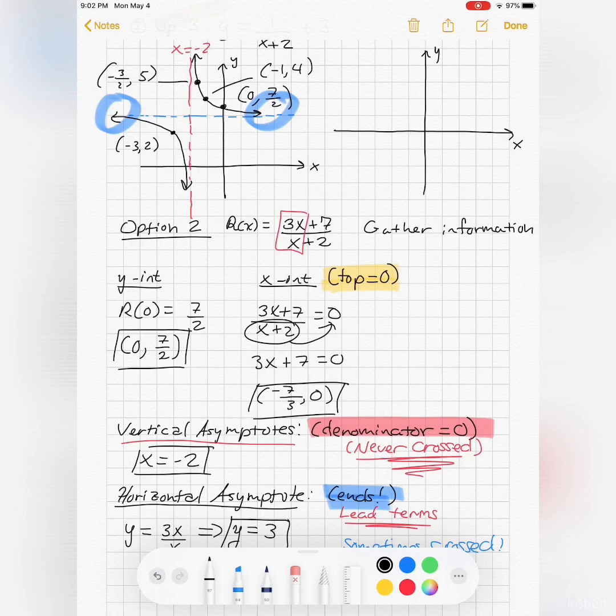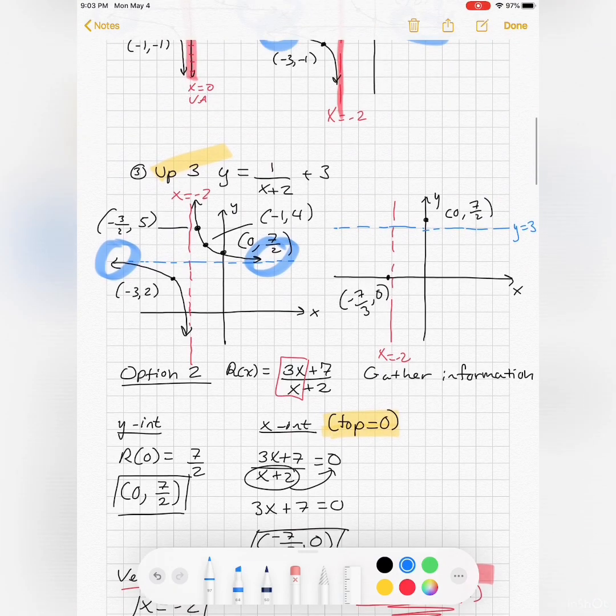So let's see, we found the y-intercept is (0, 3.5). We found the x-intercept is (-7/3, 0). We found the vertical asymptote, x is -2. The horizontal asymptote is y is 3. So using the information that I found, that's actually all I would have on the graph.